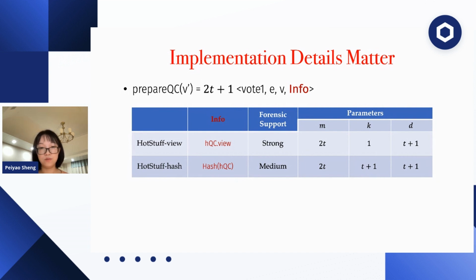Comparing these two variants, we can see that adding the view number, which of course will not influence the security and efficiency of the original protocol, can improve the forensic properties a lot.